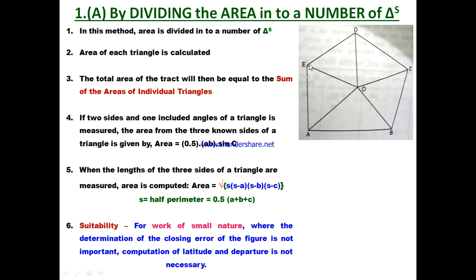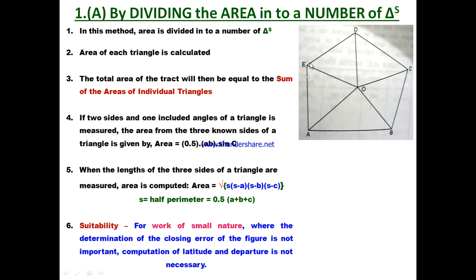Okay. For example, I have determined with the help of chain the lengths of OE, OD, OC, OB and OA. I have also determined with the help of compass or theodolite the bearing of all these lines. So if the bearing of line OE and line OA is with me, then I can easily calculate this included angle, or I can easily calculate this particular angle.